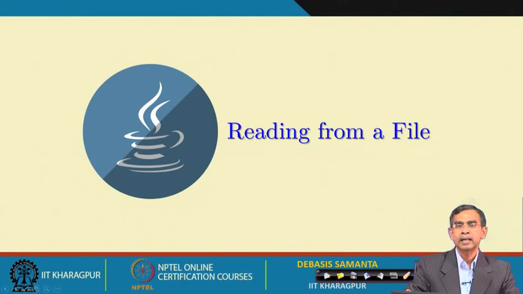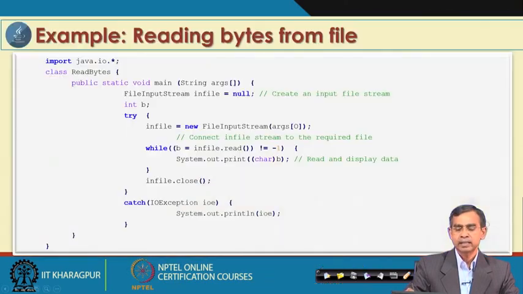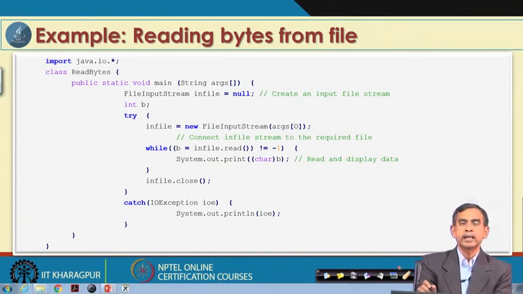There are many other ways a file can be read. Now, I am going to discuss another mechanism for how a file can be read. In the last example we discussed file input stream and file output stream, so that we can read from a file or write to a file. Here is another example which explains how reading in the form of bytes from a file is possible.